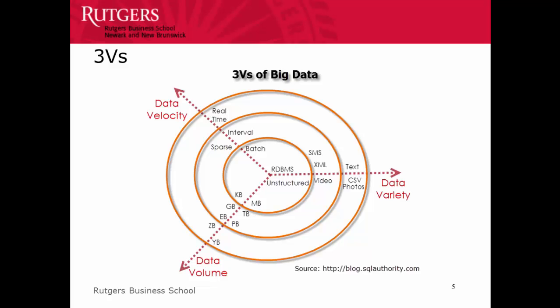Then let's take a look at another dimension, data variety. Traditionally, we have structured data that is stored in a relational database. RDBMS means Relational Database Management System. Structured data refers to the kind of information that can be stored in a table. Typically, we have columns, which represent the variables, and rows, which represent observations.